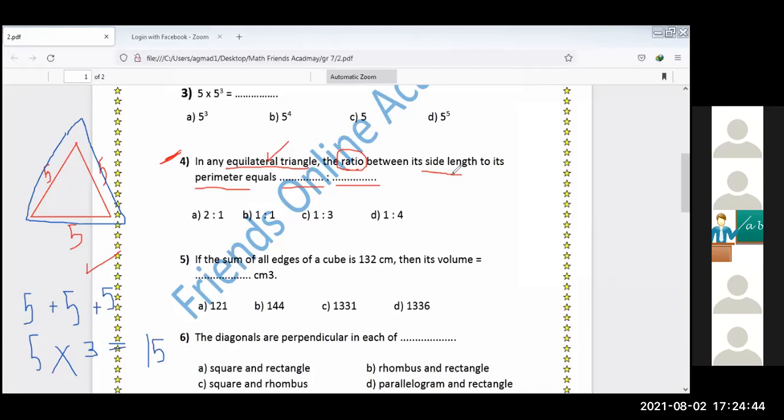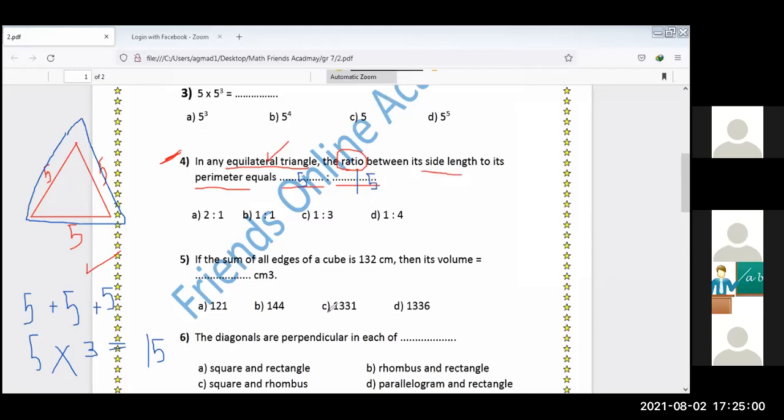Okay, now let's write. The side length is 5, and the perimeter is 15, like this. Now what will I do? I will simplify them. 5 and 15. Both of them are in which table? Both of them are in table 5. So this is 1 and this is 3.